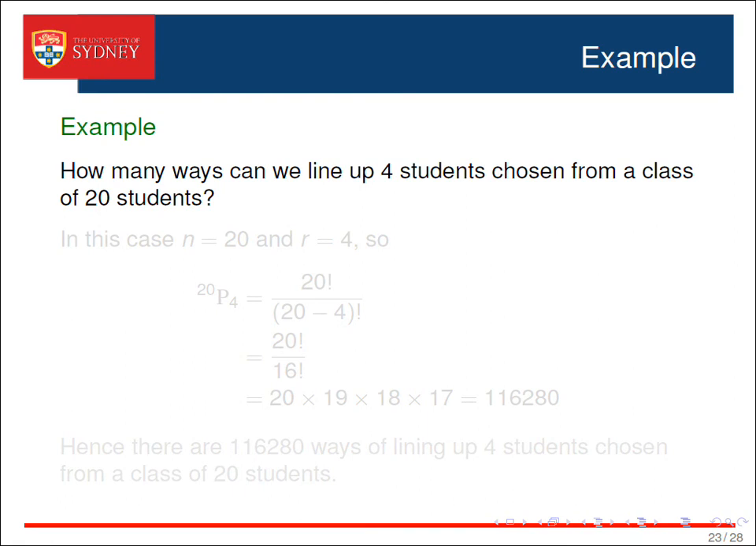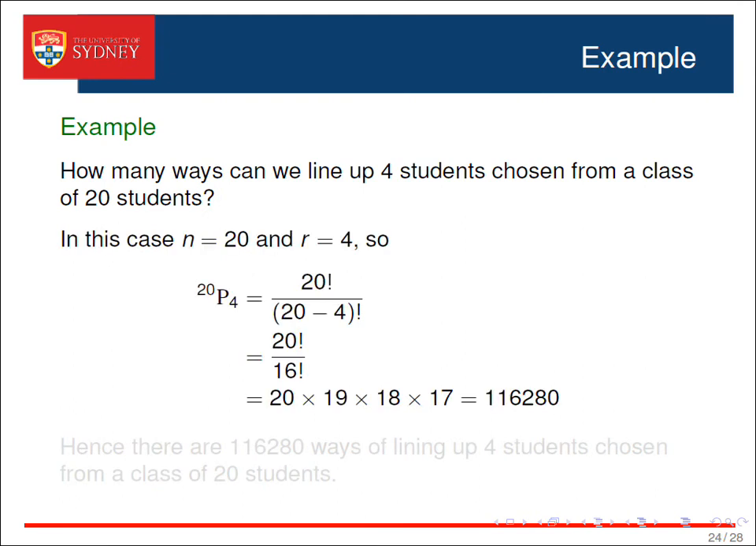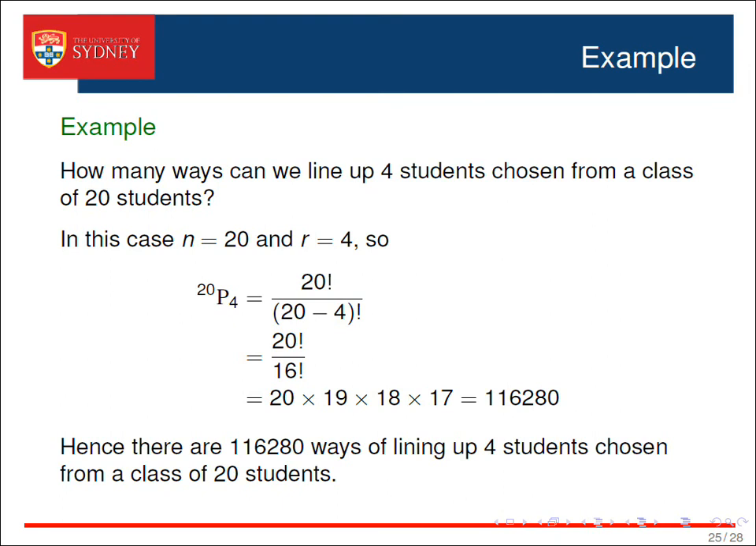For example, how many ways can we line up 4 students chosen from a class of 20 students? In this case, n equals 20, r equals 4, and repetition is not allowed, so we have 20 permutation 4. By calculation, we get 116,280. Hence, there are 116,280 ways of lining up 4 students chosen from a class of 20.